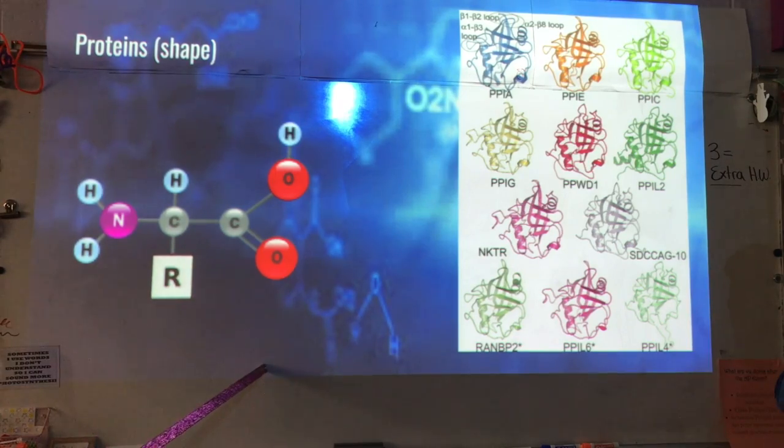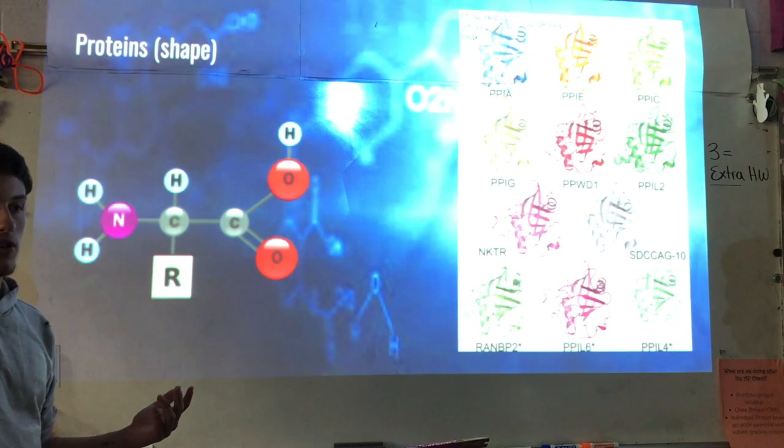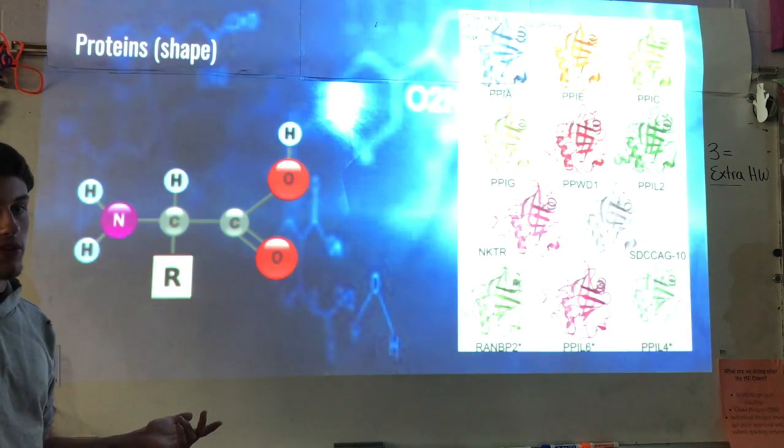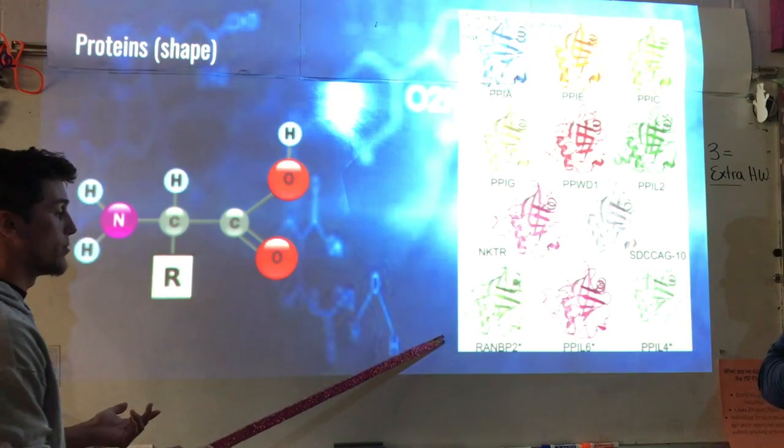Proteins, the thing about proteins is their shape really determines their function, and proteins have one of the most unique shapes of any of the macromolecules. You can take a look here.